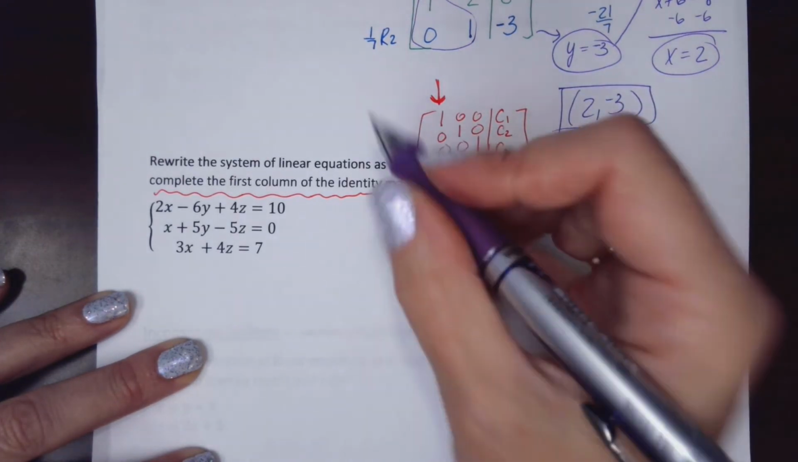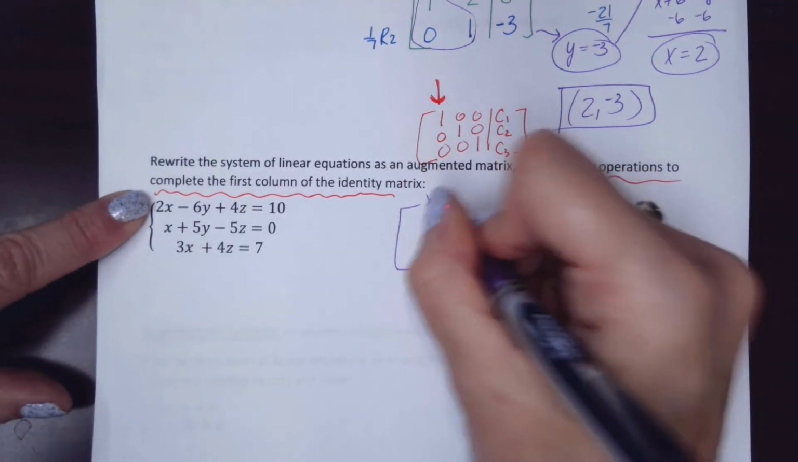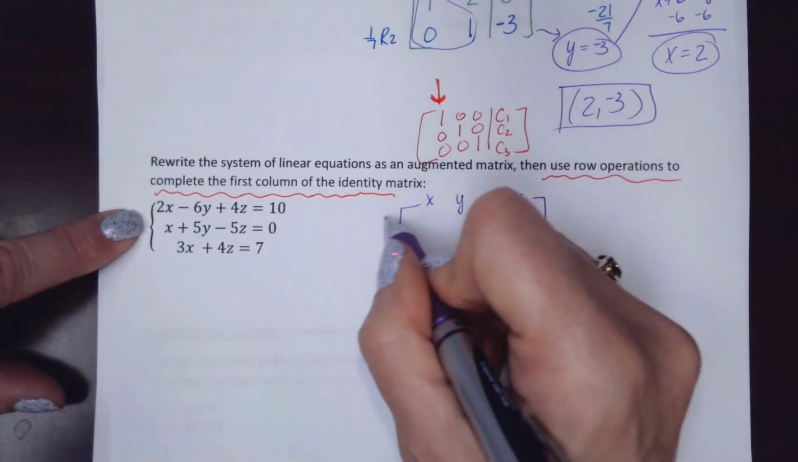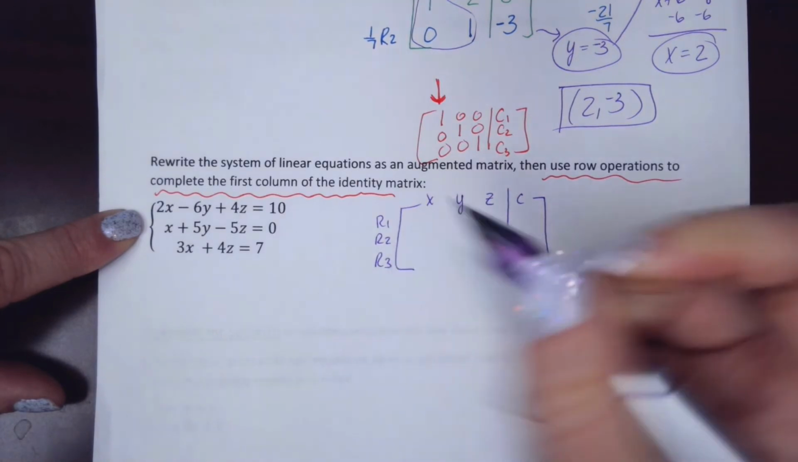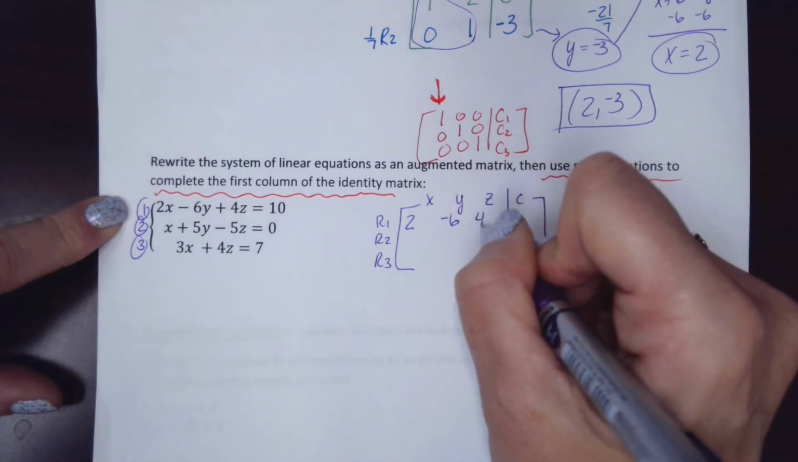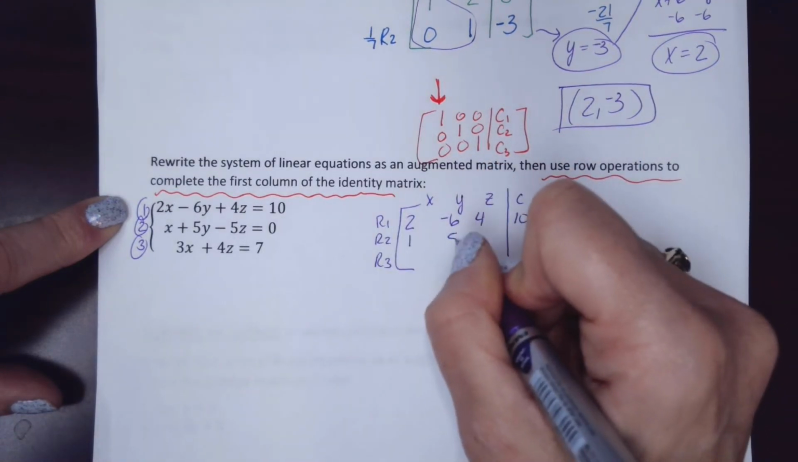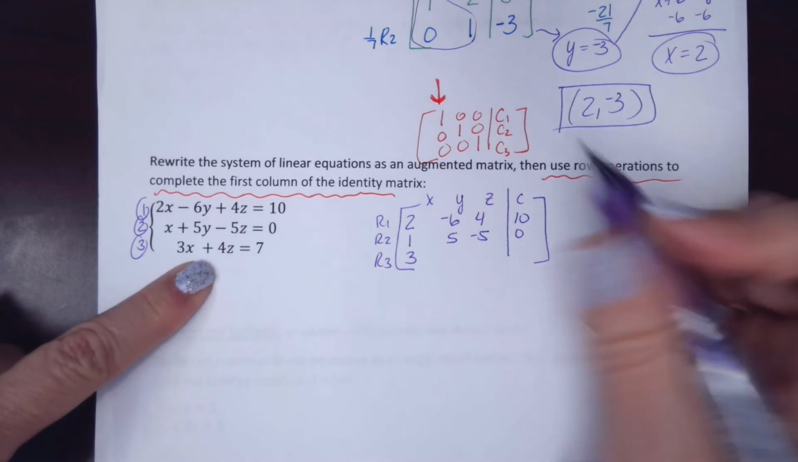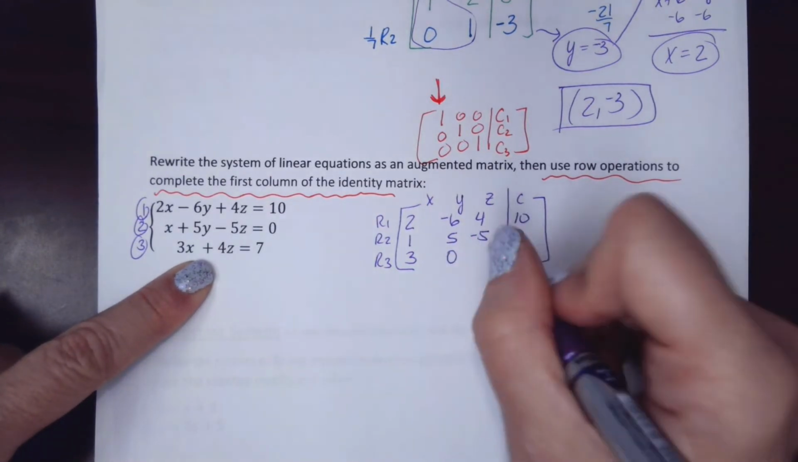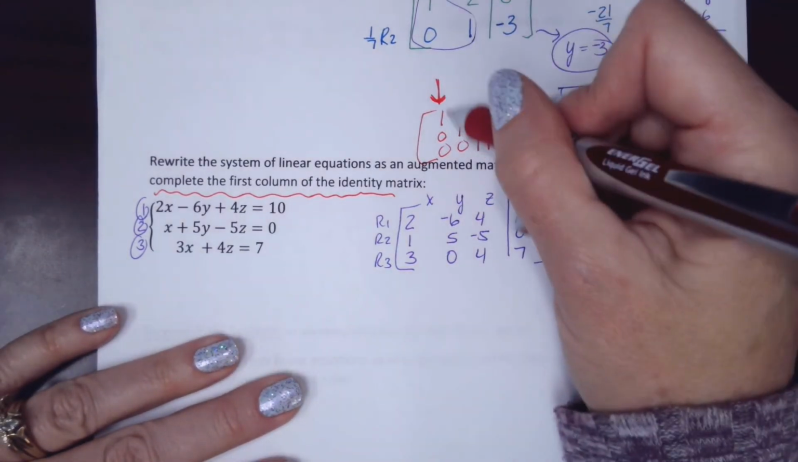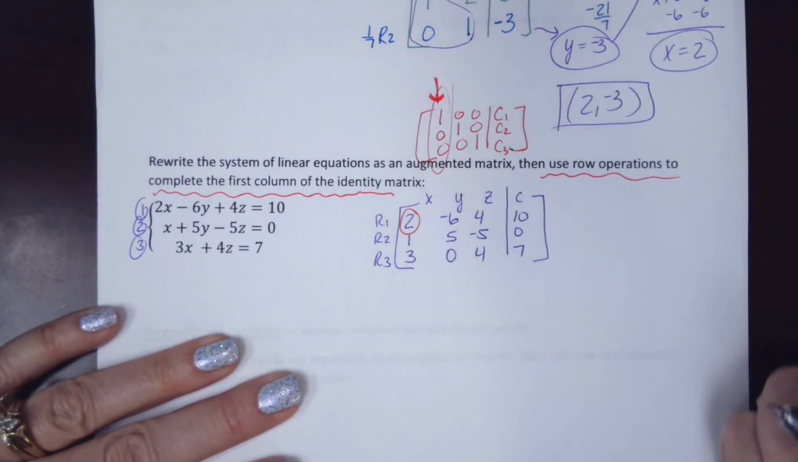Well, I start by rewriting it as a matrix. I'm going to have X, Y, Z, and then an augmented constant column. I'm going to have 3 rows, row 1, row 2, row 3, representing my 3 equations in my system. Oh, notice I don't have a Y here. That means I put a 0 in that position for my matrix. Once I get the augmented matrix set, I think about what I want to do. Well, I'm after this first column. I need to get that 1 in position first.